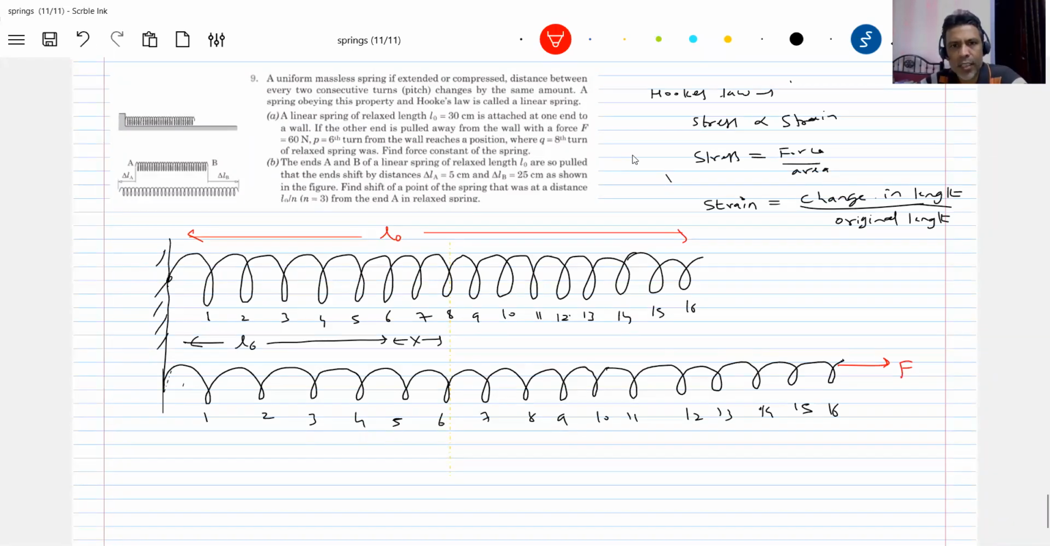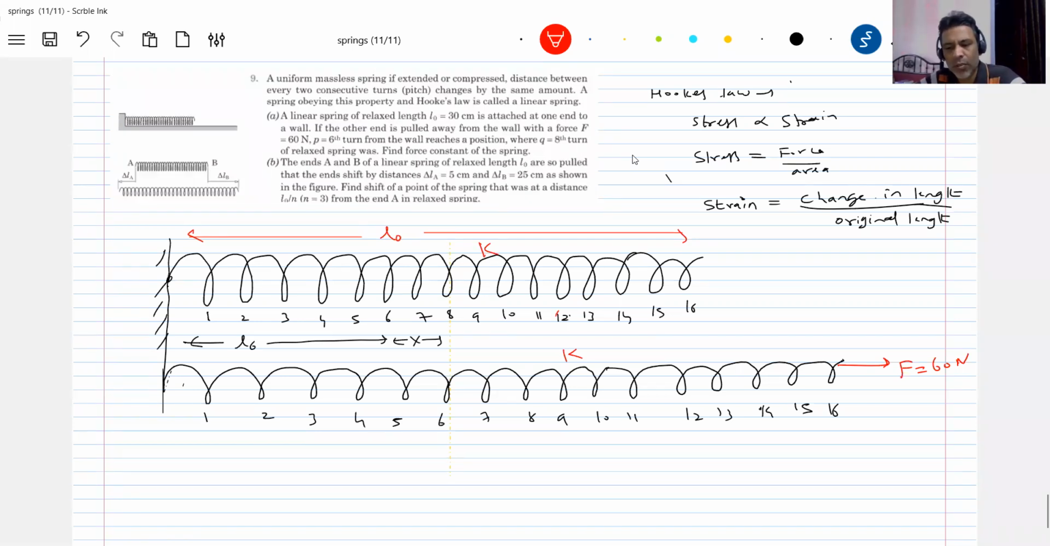Find the force constant of the spring. A force of 60 Newton, as he has given that also. I applied 60 Newton. Now overall, one force applied, length of the spring given as 30 centimeter. The sixth turn will be at the position of the eighth turn. With this information, we have to calculate the spring constant of the spring. Okay, got the idea now.